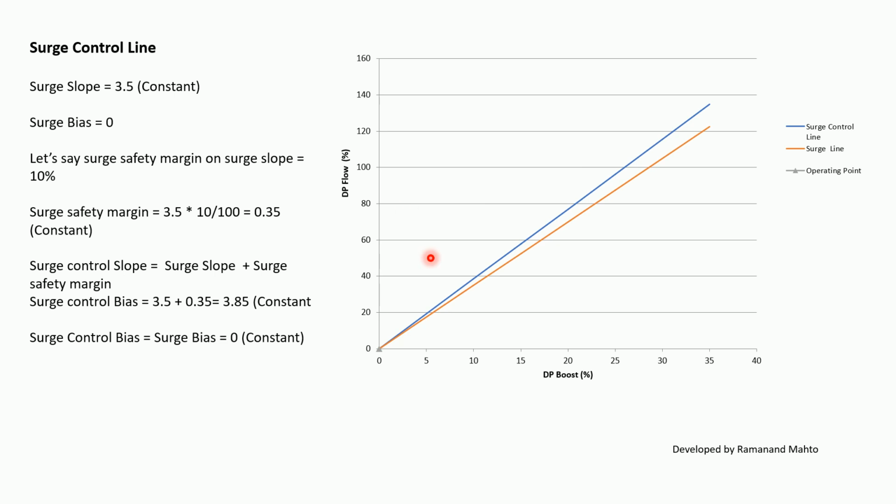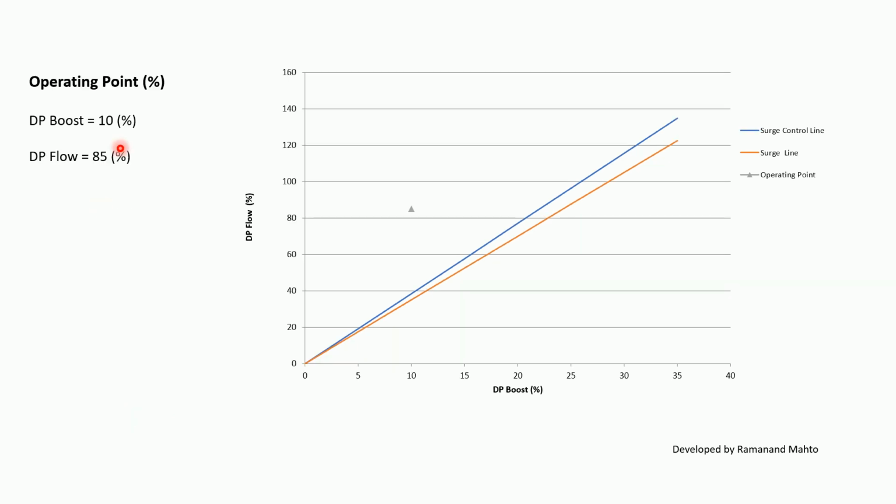And this region is the safe operation of the machine. And this is not safe. This is the unsafe zone. Operating point: DP boost is 10% and DP flow is 85%. So see, it is 10%, 85%. So this is the point of operation. So the machine is operating in the safe zone.